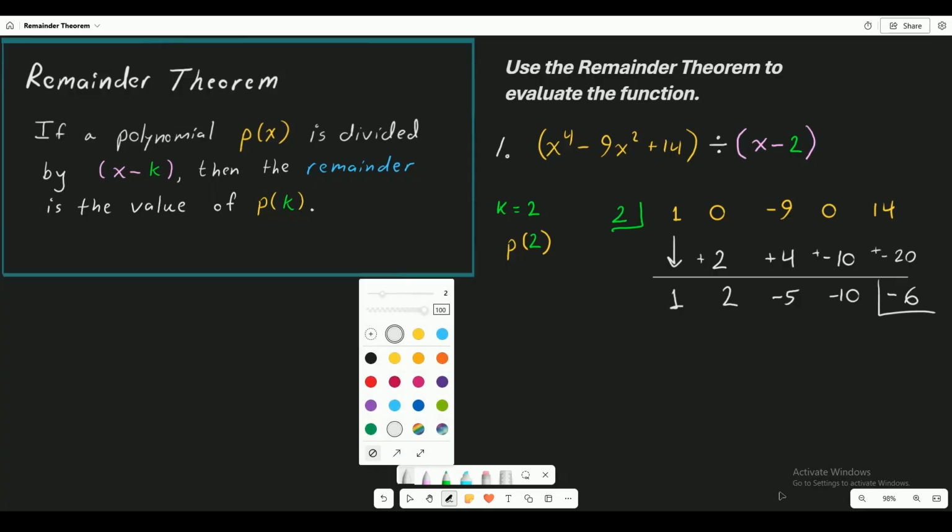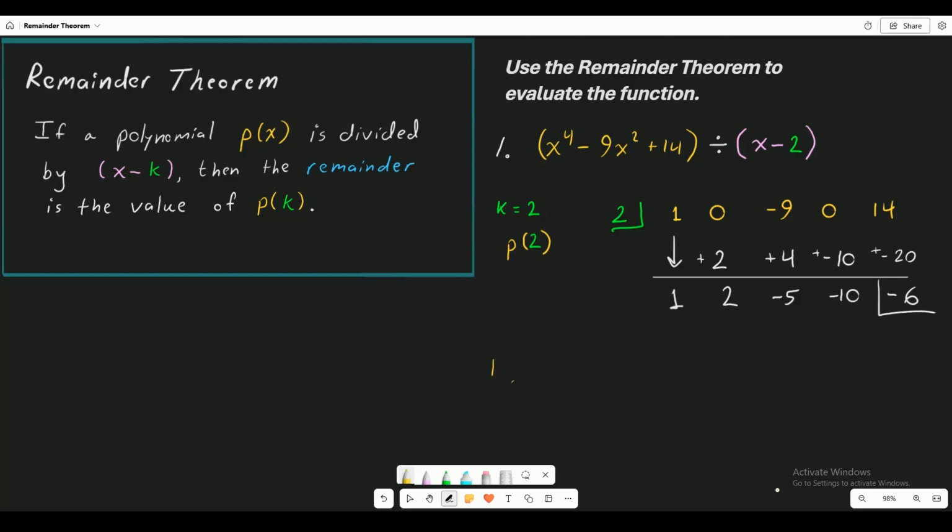So let's calculate P of 2, which I have up here. So P of 2 is equal to x to the fourth, which is 2 to the fourth, minus 9 times 2 squared, plus 14. All right? So let's keep going.